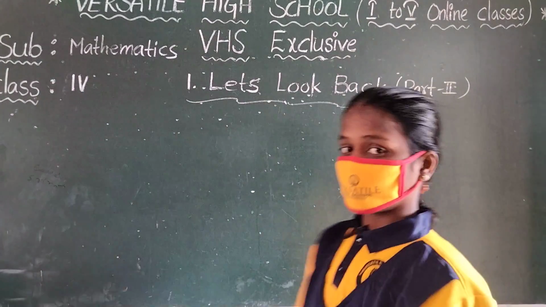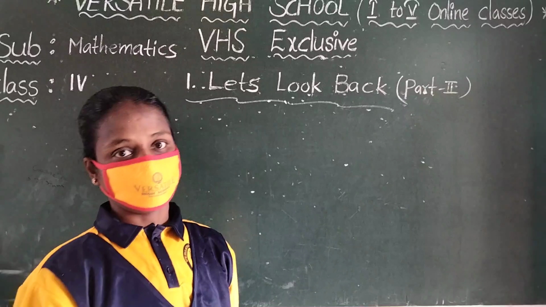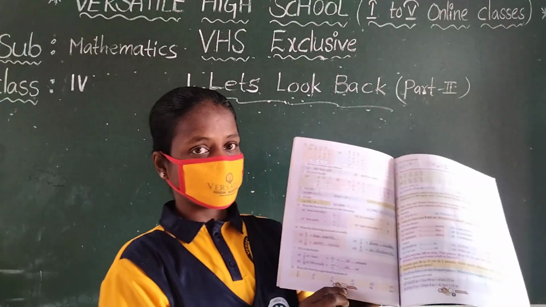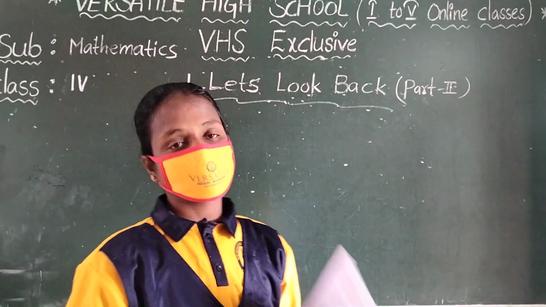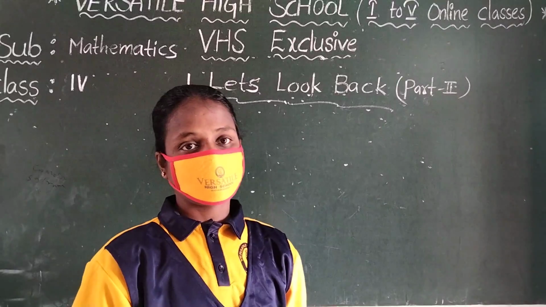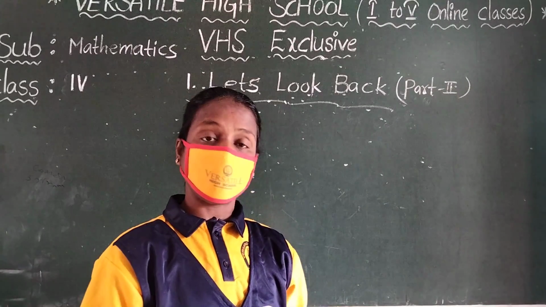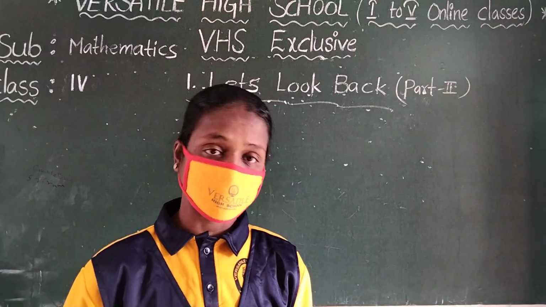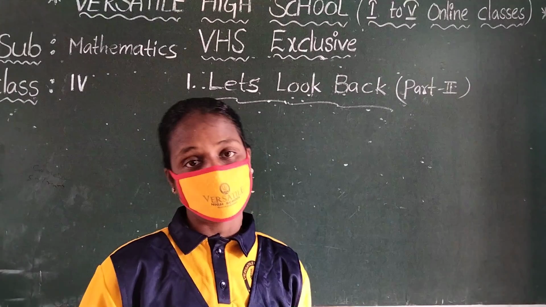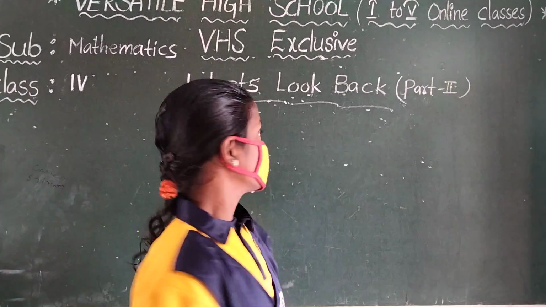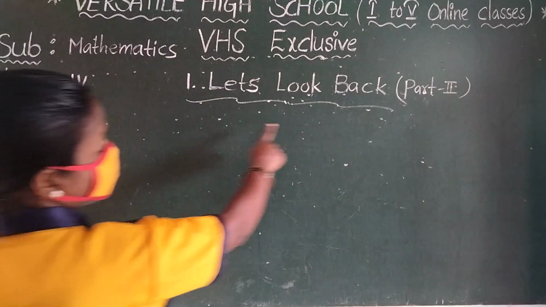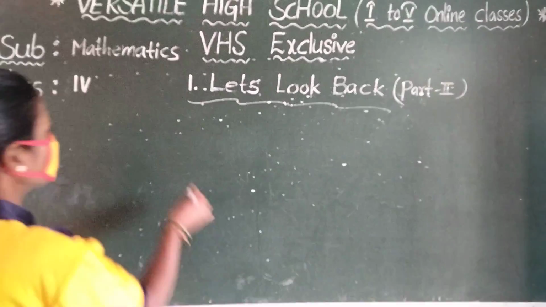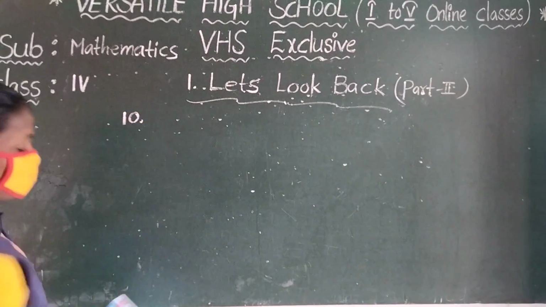Let's look back at page number 5 from your textbook. Now we are going to page number 6, bits 10 to 18. So already you know how to do additions, subtractions, multiplications, divisions, and fraction forms. In this class, let's look at part 2 of page number 6, the 10th bit.